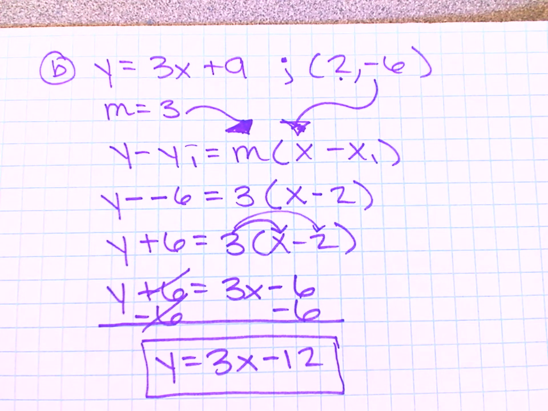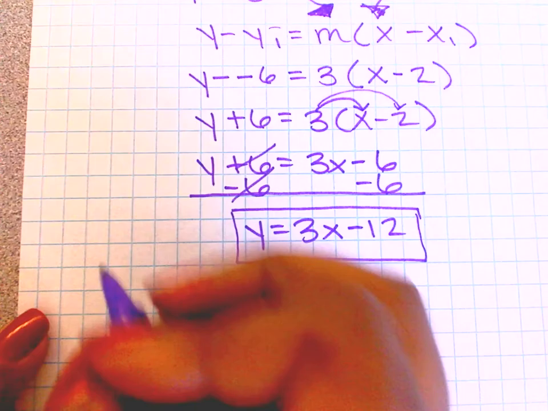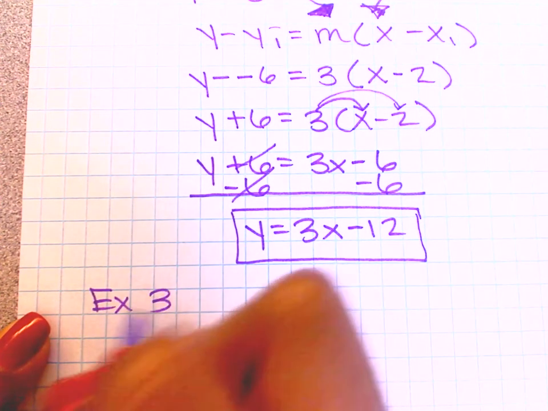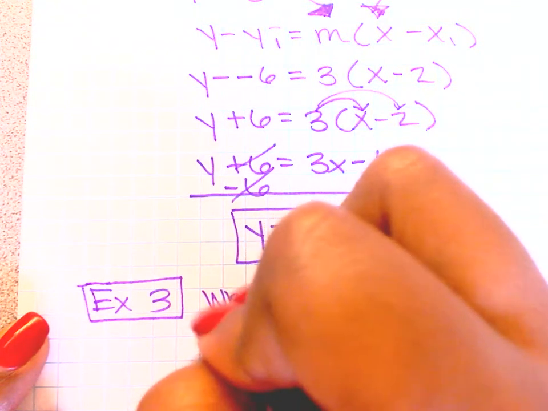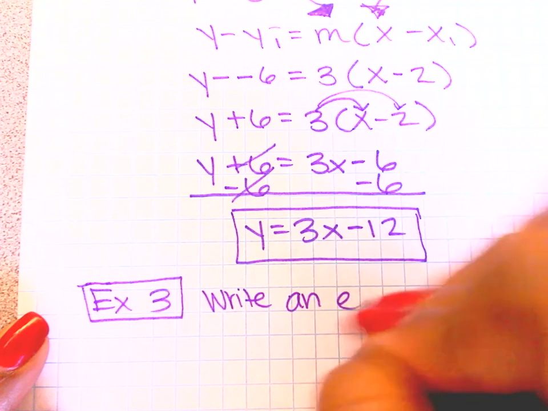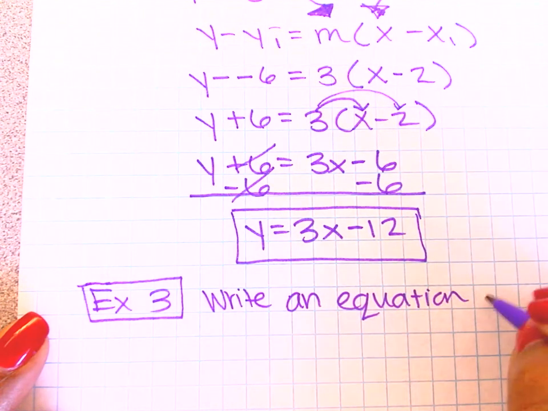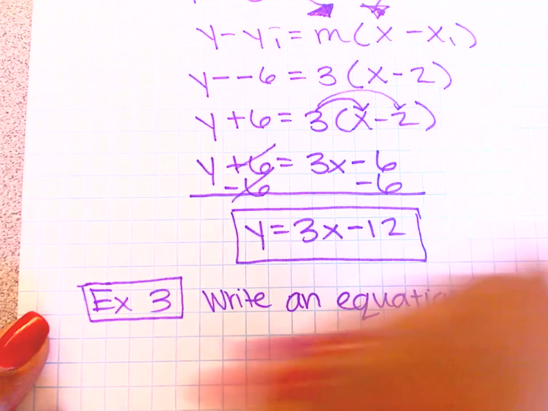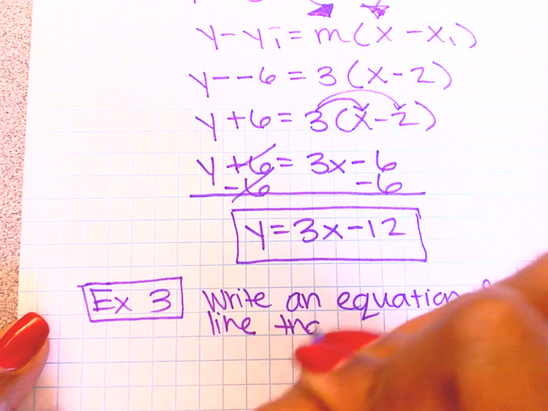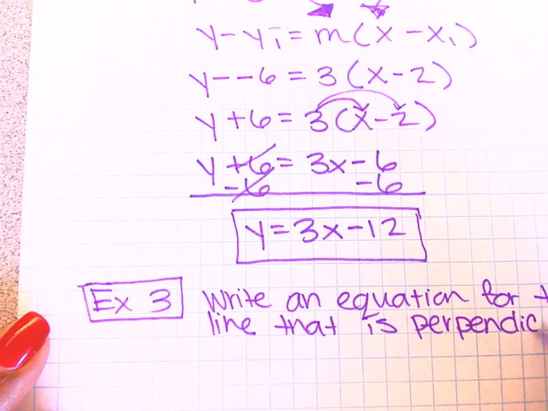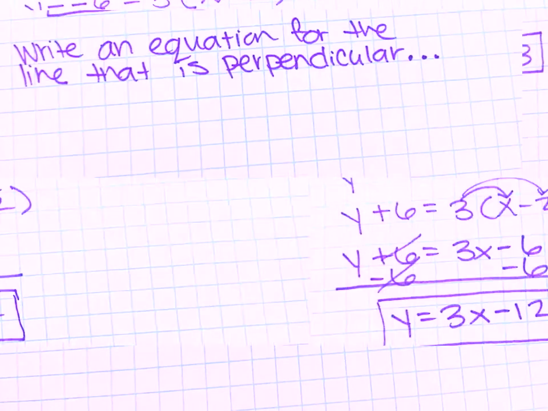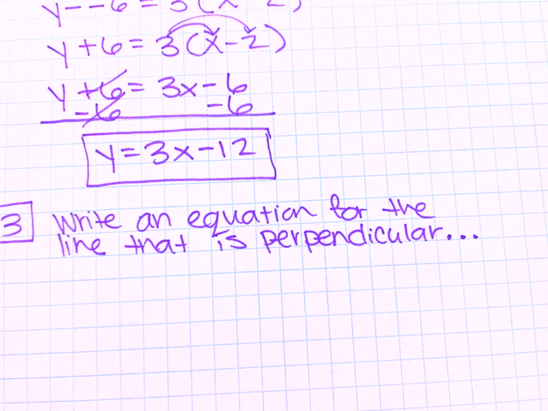Okay, let's take the last example, example 3. And you could probably almost guess what you're going to do for example 3. It's going to be the same directions. I'm going to shorten it. Write an equation for the line that is perpendicular. And I'm going to put a dot, dot, dot, because the rest of the directions are the same. Go ahead and write that, please.